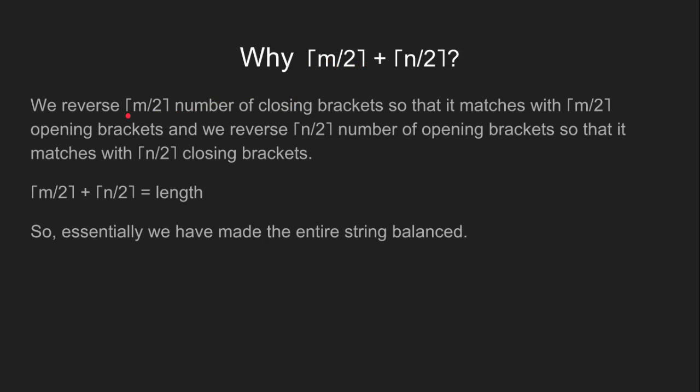So we are reversing ceiling of m by 2 number of closing brackets so that it matches with ceiling of m by 2 number of opening brackets, and we are reversing ceiling of n by 2 number of opening brackets so that it matches with ceiling of n by 2 number of closing brackets. And we know that ceiling of m by 2 plus ceiling of n by 2 is equal to length. So essentially we have made the entire string balanced by doing this.